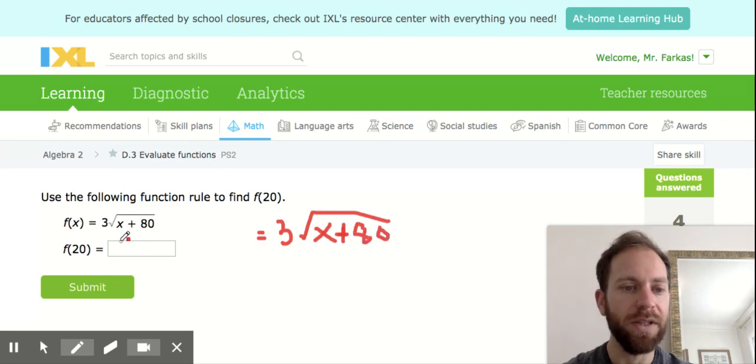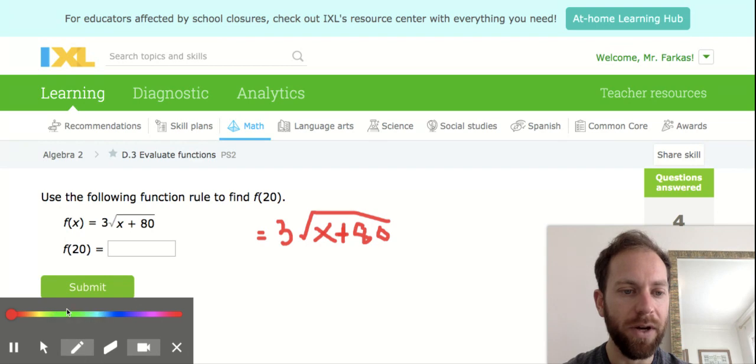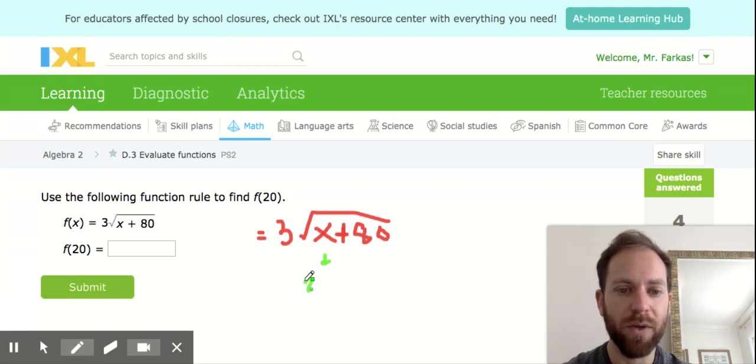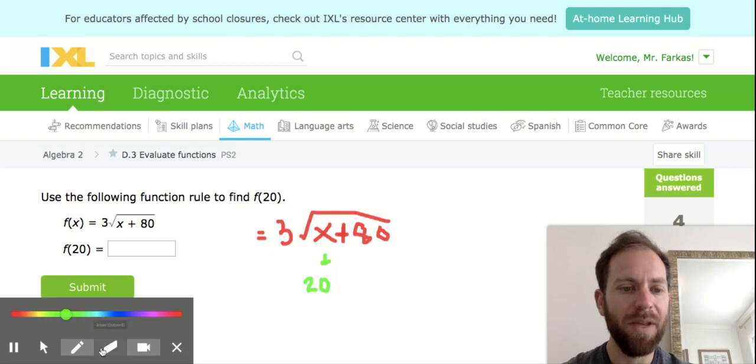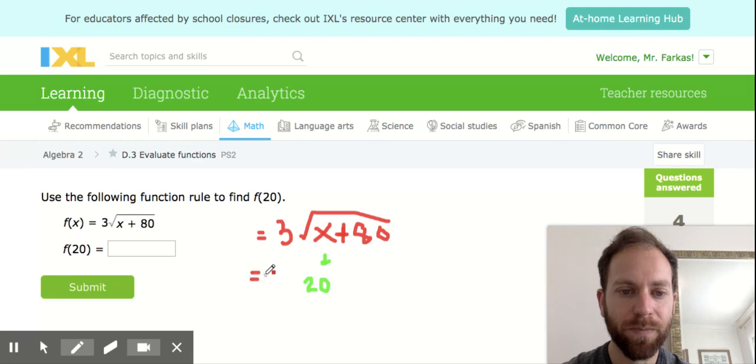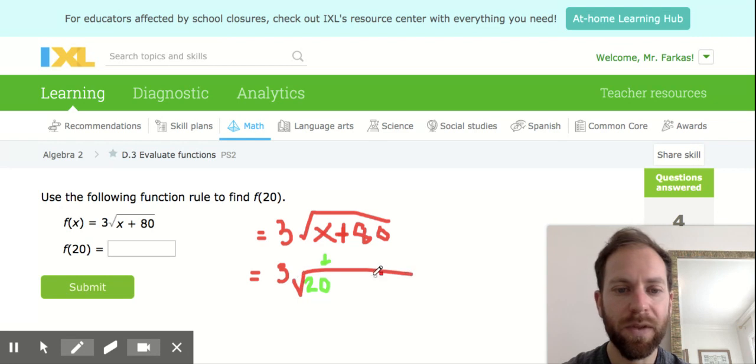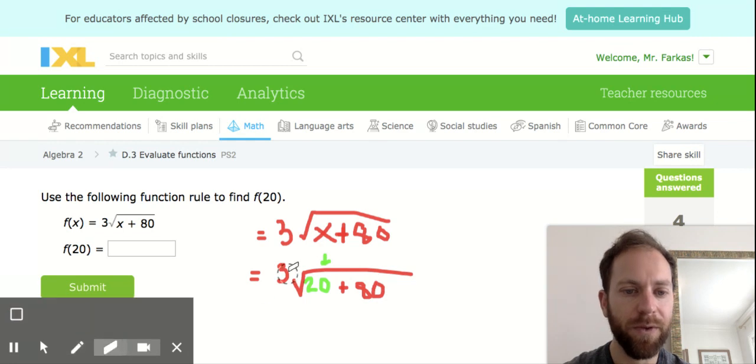All right, so in this case, we're plugging in a 20 for x. So here this will become a 20. And maybe you can do this in your head, but take a second, pause the video, and see if you can. This is going to be 3 times the square root of 20 plus 80.